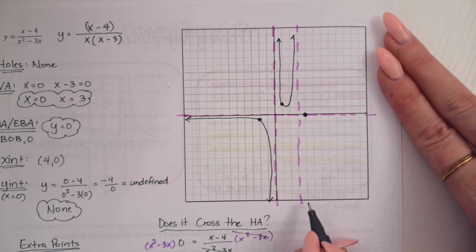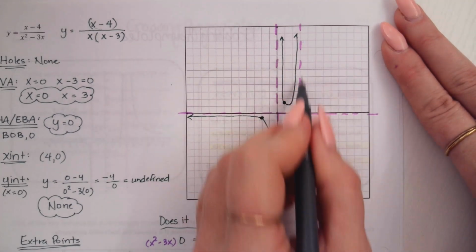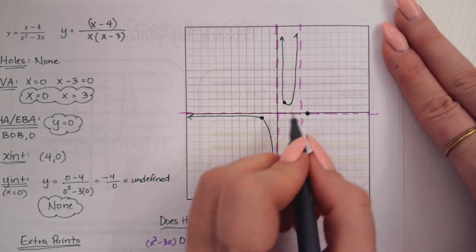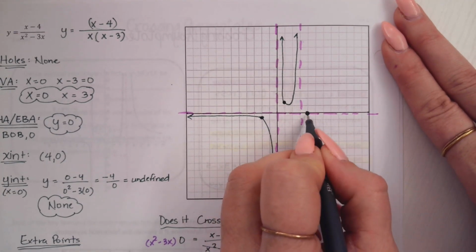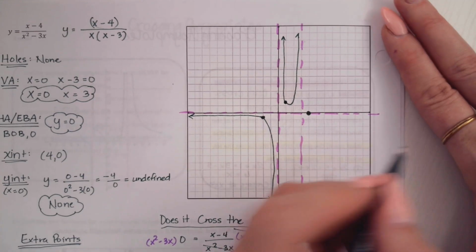Now again, I don't know. Did it come from the bottom, cross, and stay above? Did it come from the top, cross, and stay below? We don't have to plug in a decimal right here. We can plug in a number after this just to see if it is above or below. Wait till we're done. 5 sounds great.